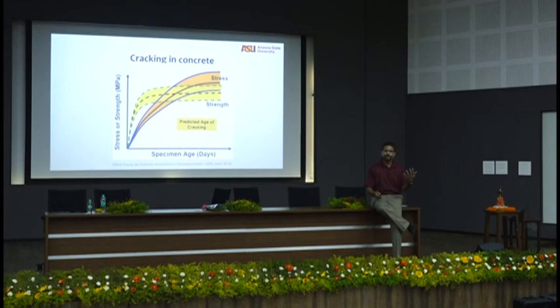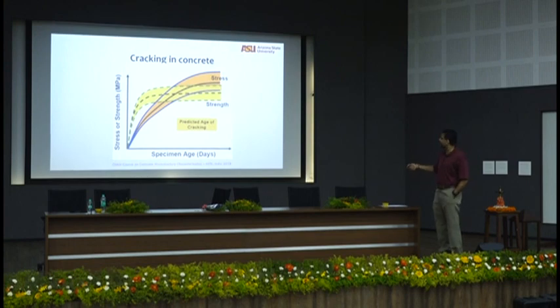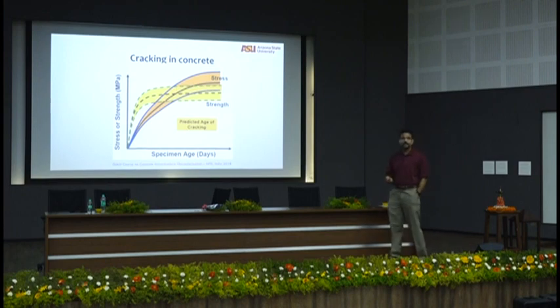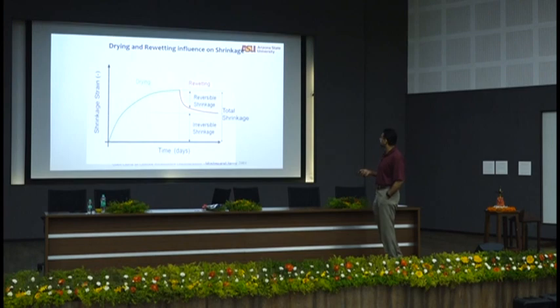Is the idea clear? So again, I have plotted multiple lines to show that nothing in concrete is certain, so that you have a band, everything is a statistical probability. So you have a strength, you have a stress. Whenever the stress exceeds the strength in this region, you can have cracking, age of cracking. Your restrained ring test will tell you what that is.